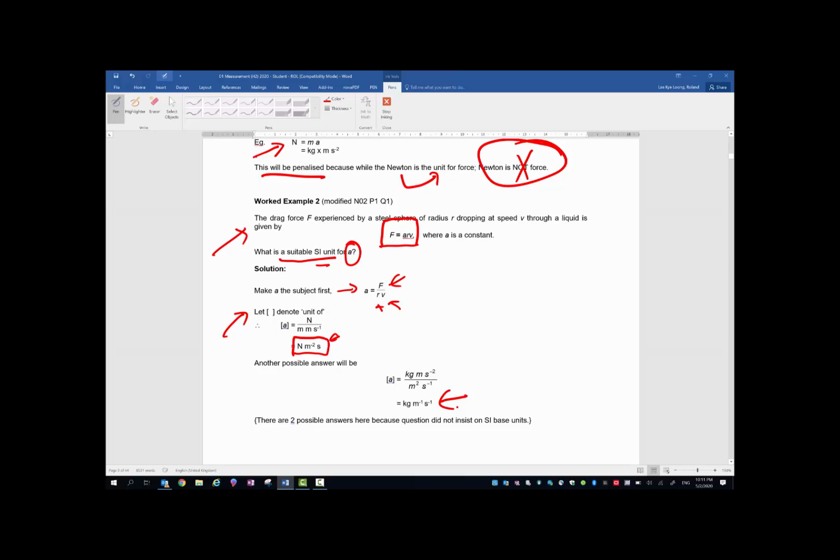Okay, so there are two possible answers here because the question did not insist on the word base. But if the answer had insisted on the word base, then only the second answer is acceptable. So that is the purpose of work example 2. Each work example is to communicate something to you. This work example is to tell you to look out for whether they used the word base. If they did not use the word base, well, the Newton, which is a derived unit, is fine.